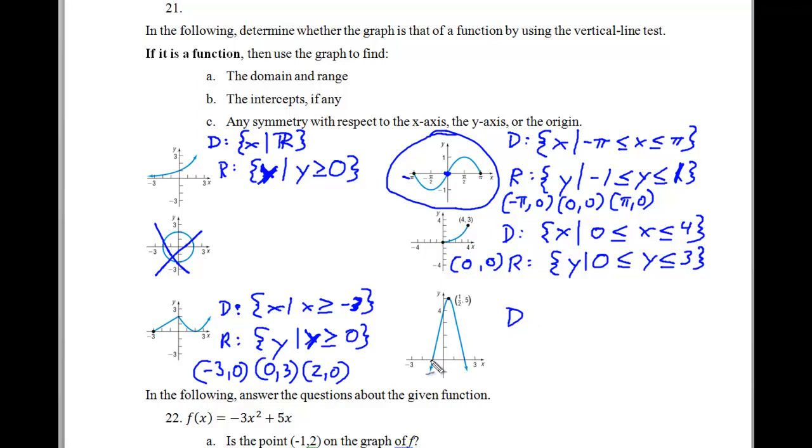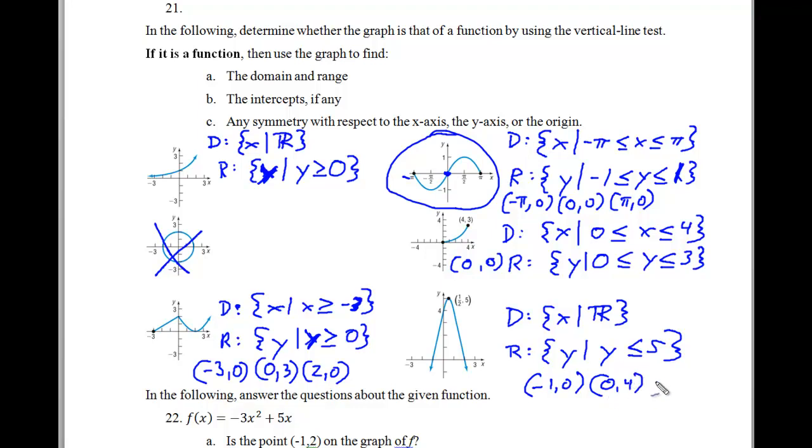Okay, so finally here, it looks like we're going to have our domain. Our x's are going to be, well, you might say, oh, x is between -1 and 2, but actually not, because x is going to be infinitely big in both directions. So x is going to be real. And then we're going to go with our range here, our y values. It looks like it plateaus here at 5. So y is going to be less than or equal to 5 since it plateaus at a closed dot there. And there are 3 intercepts here. We have an x-intercept at -1, 0, a y-intercept at 0, 4, and another x-intercept at 2, 0.